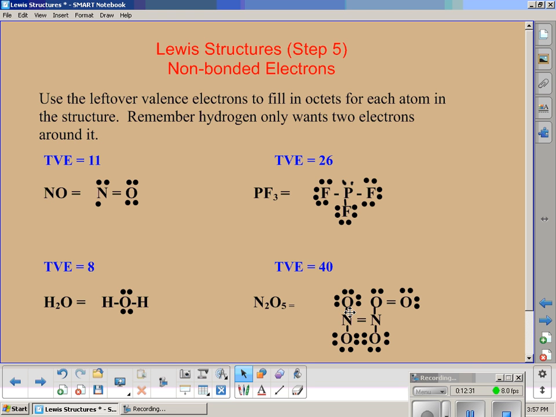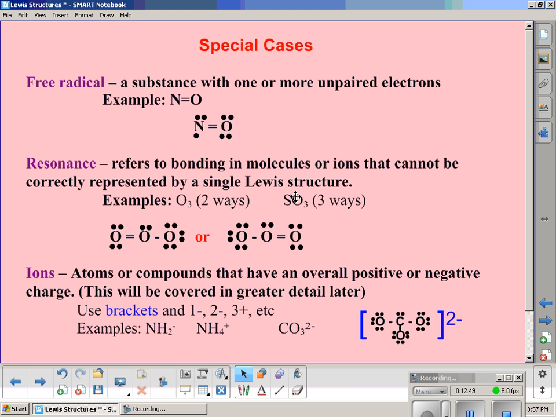This nitrogen's 2, 4, 6, 8. You count this nitrogen, 2, 4, 6, 8. Over here in oxygen, 2, 4, 6, 8. Okay, you kind of get the idea. You can do that with each one. And also count the total and make sure you have 40. Okay. Special cases. We only have 3 of them.